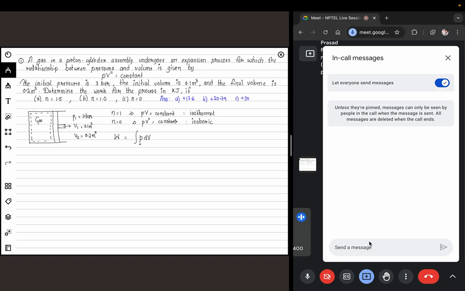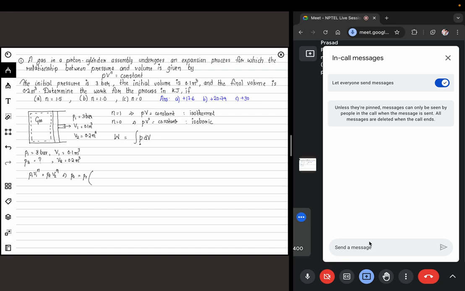The initial pressure and volume are given, so I am writing P1 for the initial pressure. P1 is 3 bar and V1 is 0.1 cubic meters. We do not know the value of P2, but we know V2 as 0.2 cubic meters. How can we find P2? We know the equation for the process, PV^n equals constant. So we have P1 V1^n equals P2 V2^n. From this we can determine P2.